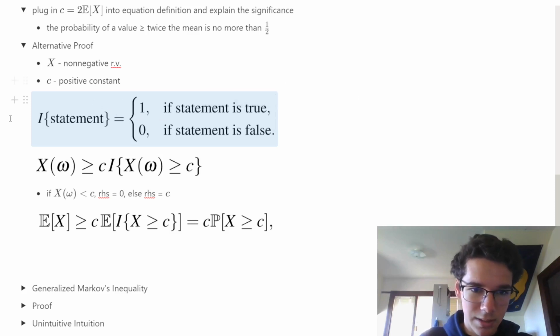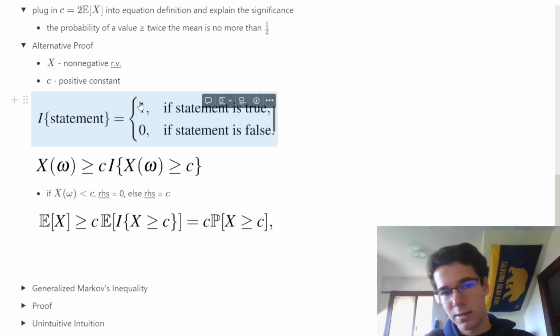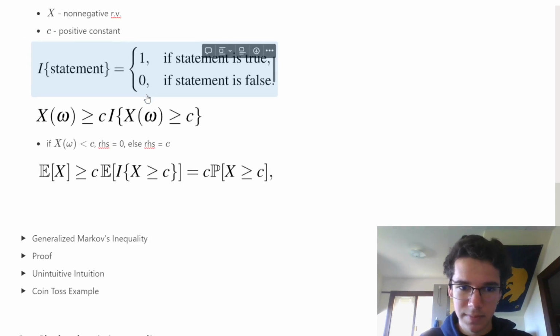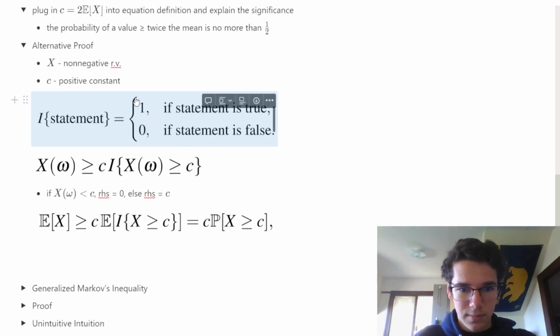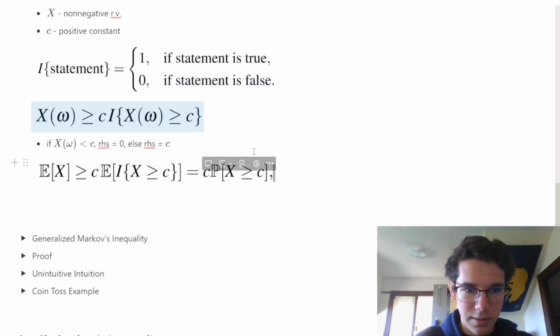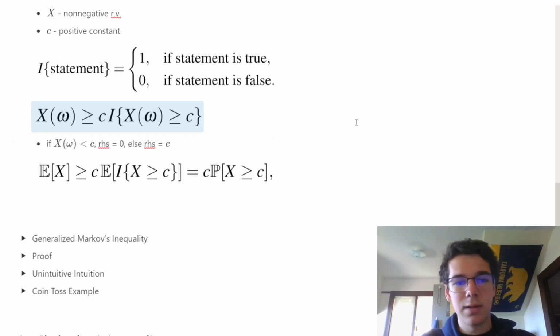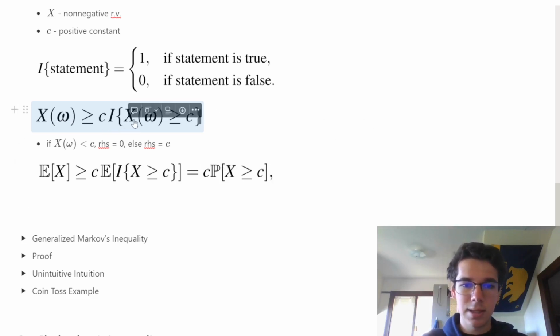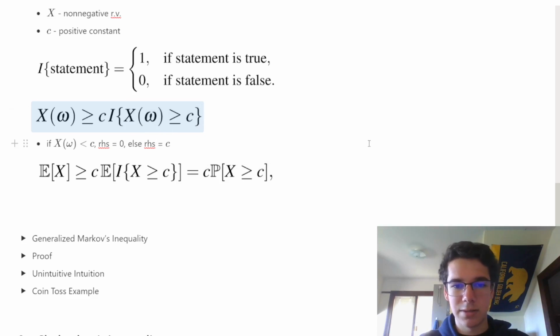But basically, this is going to take in some statement. It's going to take on the value 0 if the statement is false, and take on the value 1 if the statement is true. So we're going to look at this equation first. This is saying that if our random variable takes on some value omega, that's going to be greater than or equal to c times the indicator function that our random variable takes on some value, and that's greater than or equal to c.